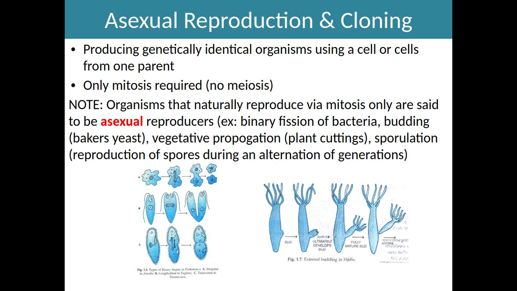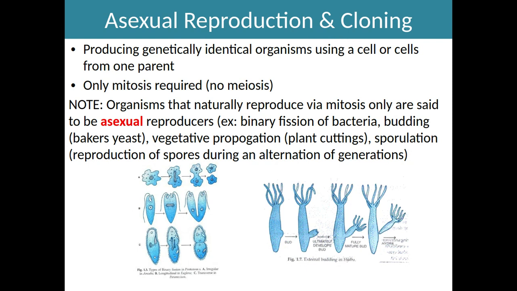Before we even talk about cloning, we have to talk about the fact that asexual reproduction is the natural form of cloning. So asexual reproduction gave rise to cloning. Looking here, it says, what is asexual reproduction? Essentially, asexual reproduction is the natural production of identical copies of a parent cell via mitosis.